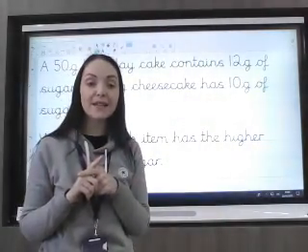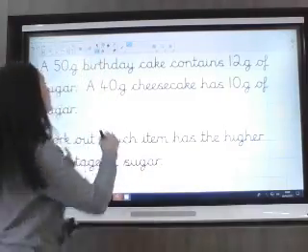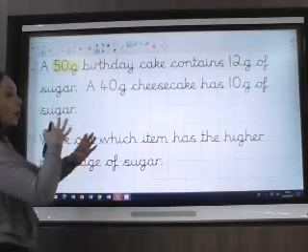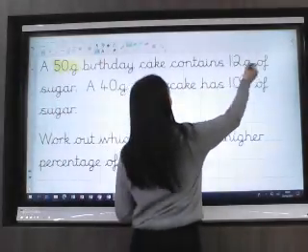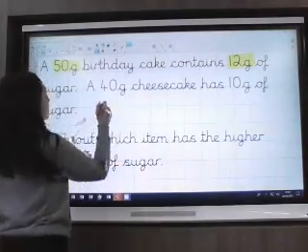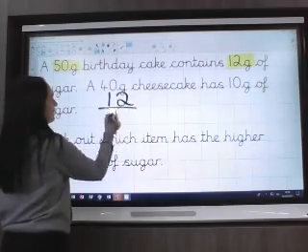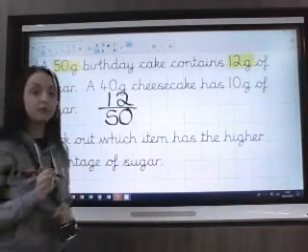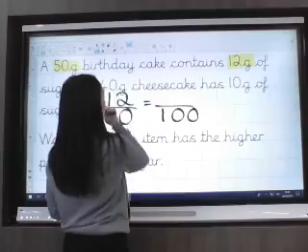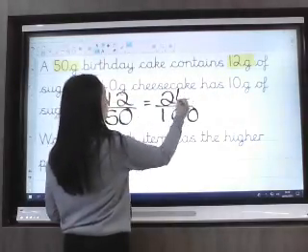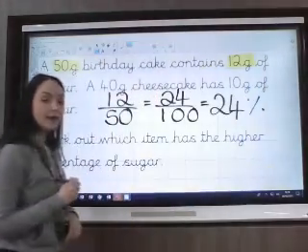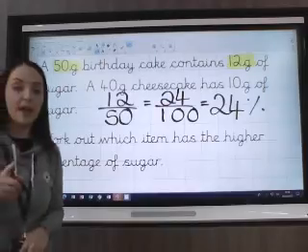So you're going to have to work out the percentage for both the birthday cake and the cheesecake. Okay, so let's have a look then. We've got 50 grams of the cake, the whole cake is 50 grams, and 12 grams of it is sugar. So our fraction, before we do anything else, is going to be 12 over 50, isn't it? Then we need to change it so it's over 100. So we multiply that by 2, and we multiply that by 2. So that would be 24%. Okay, so that is for the birthday cake.